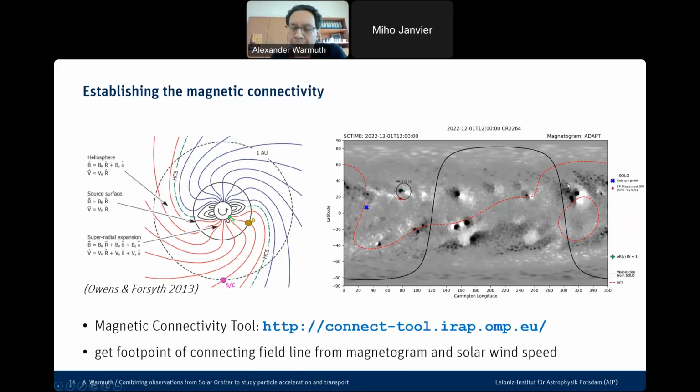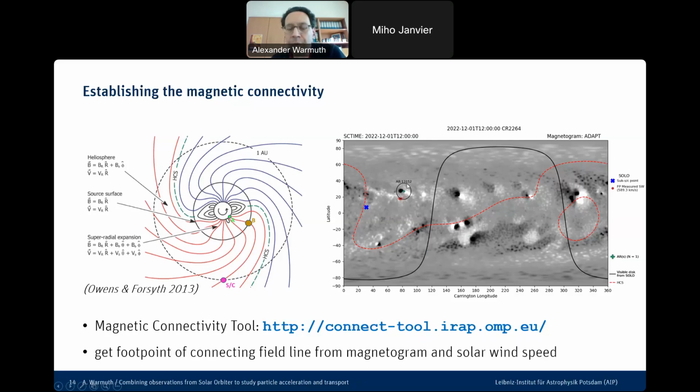Basically, we have a photospheric magnetogram. You make a potential field source surface extrapolation up to a distance of about 2.5 solar radii, at which point the magnetic field lines become radial, and then connect to that the nominal Parker spirals. And then you get your connection from the spacecraft to the source surface and then to your foot point. In that case, Solar Orbiter was connected probably to this active region here.